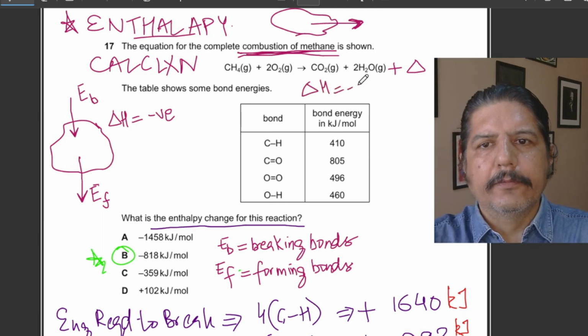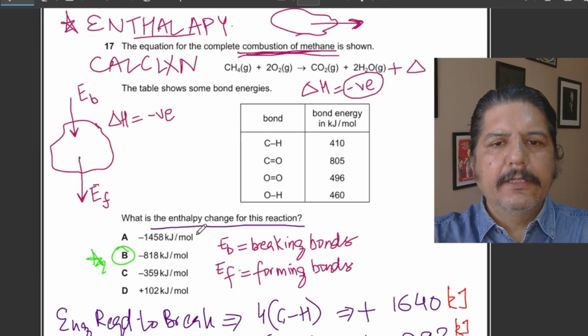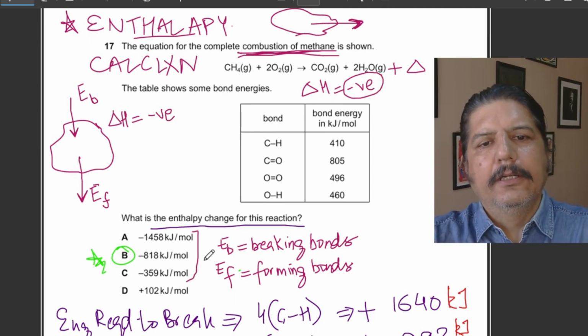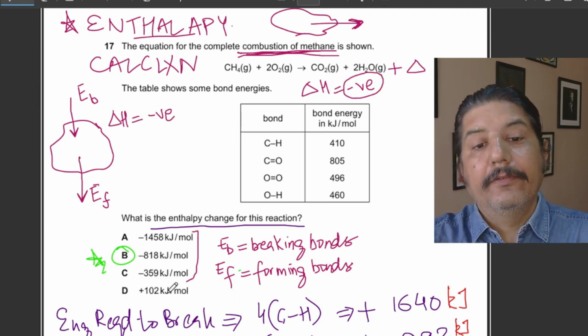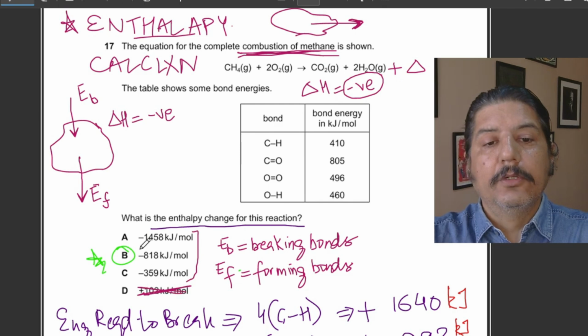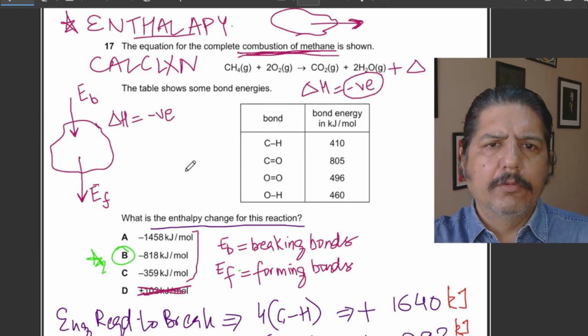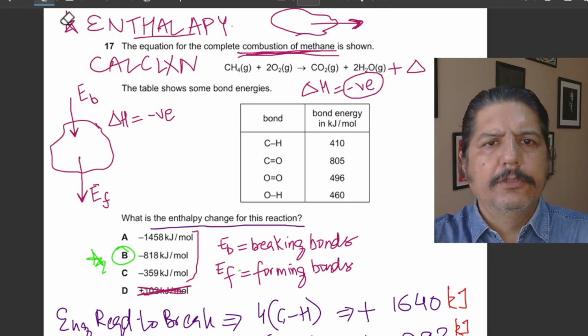Delta H is negative. So our answer should be negative, and that is what is seen in 3 of the choices. In only one, the answer is positive. So we can safely assume that this won't be the answer. Now we have to select among these 3. So for this, we will do the calculations. We'll start doing the calculation.